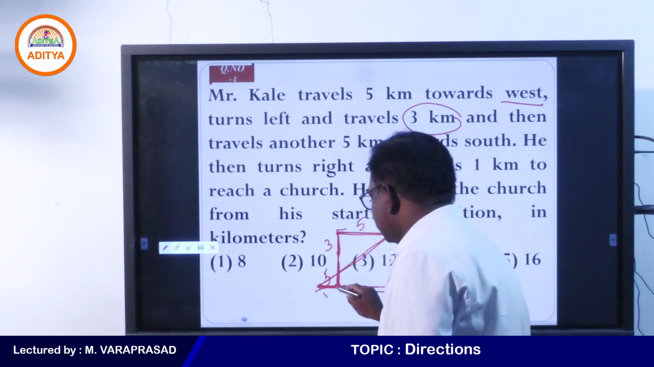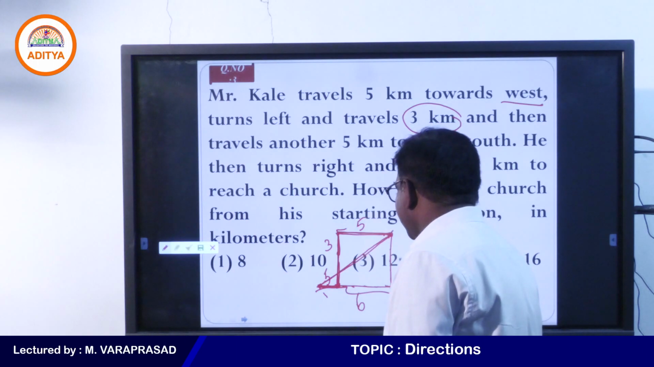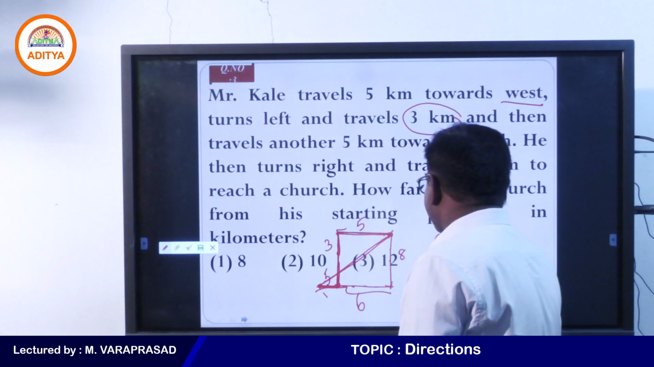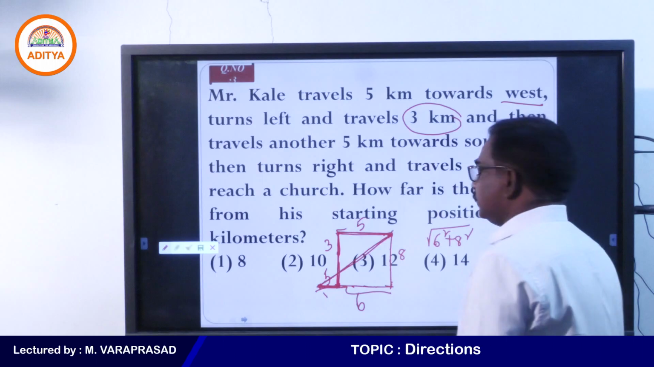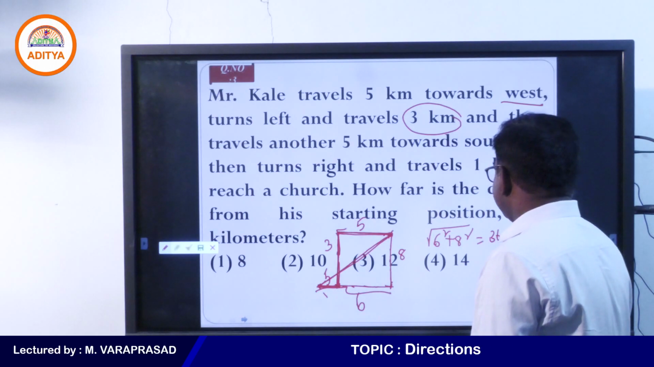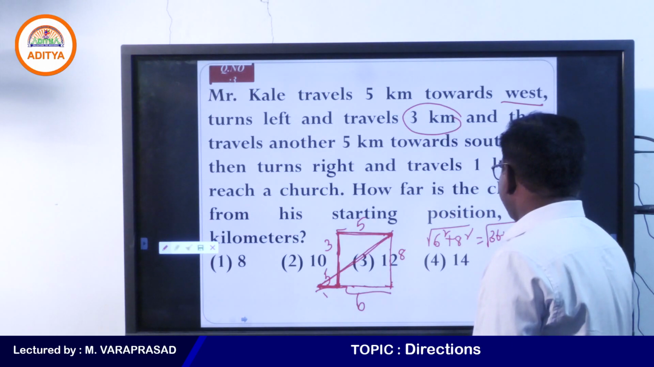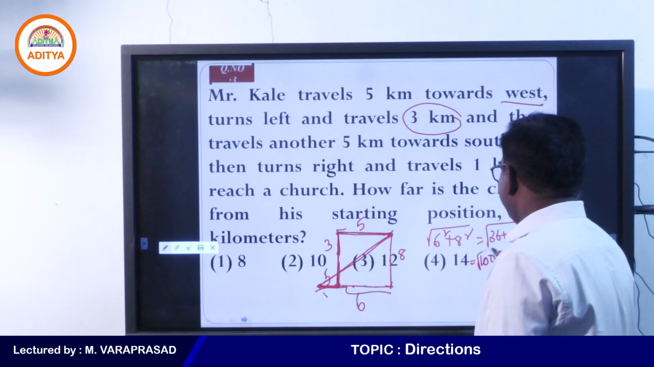This is 3 and this is 8, 5. The total is 8. 6 square plus 8 square, which is 36 plus 64. So root 100. Root 100 means that is 10.